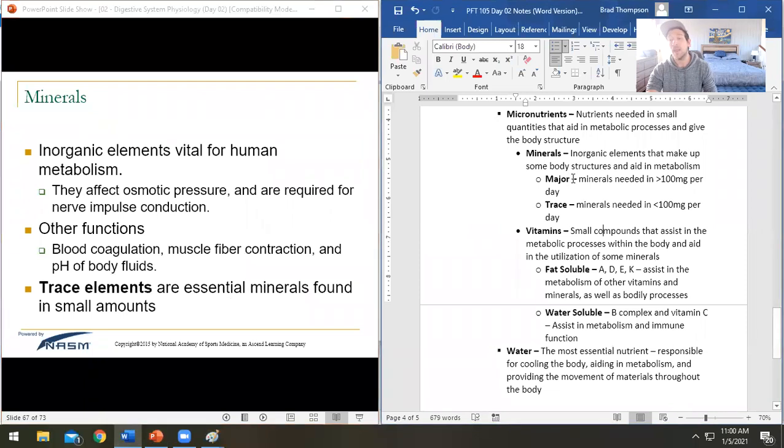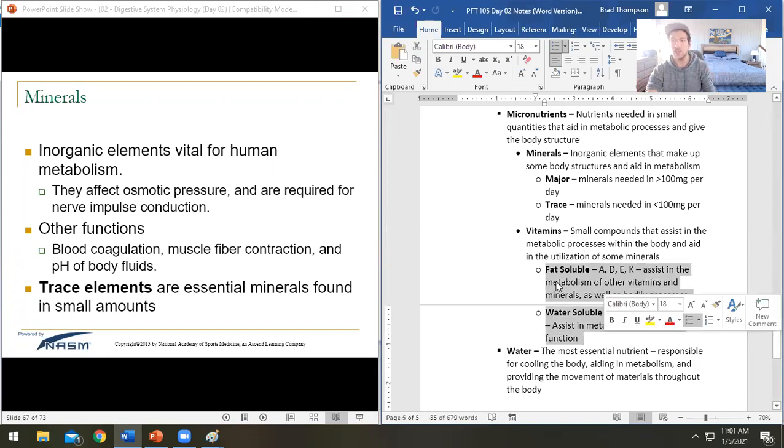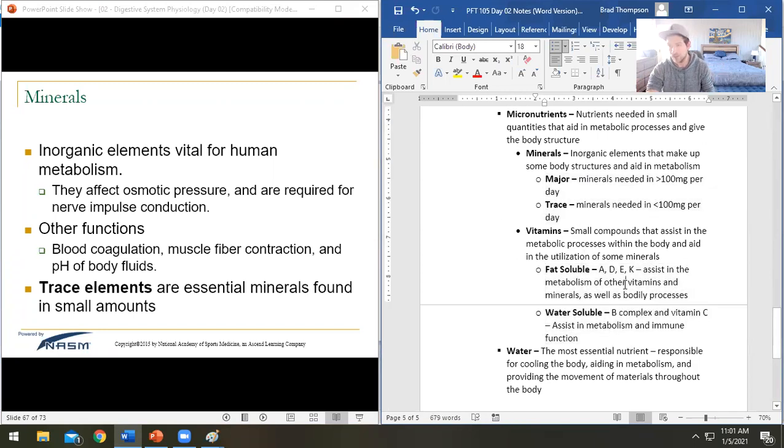What that means, major are the minerals that you need to eat more than 100 milligrams per day to get the recommended amount. And trace minerals are ones that you need less than 100 per day to get the recommended amount. So, fat soluble and water soluble are actually different from each other. Major and trace just mean how much of them you need. So this is kind of a weird thing in the world of nutrition.